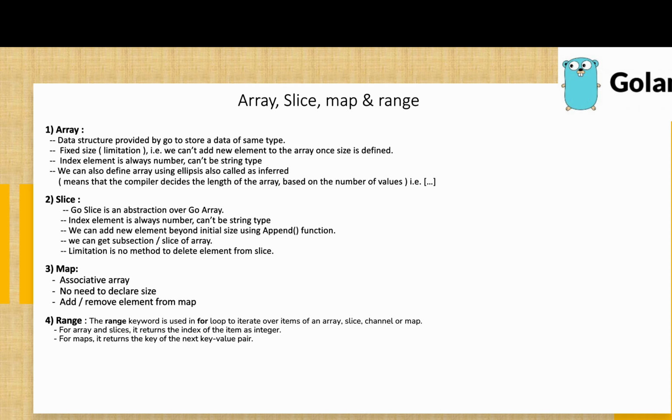Next is range. The range keyword is used for looping over the data defined in an array or map. That's the basic purpose of range. If you use range for an array or slice, it returns the index as an integer value and then the actual value. If you use it on a map, it returns the key of the next key-value pair. That is how range behaves.